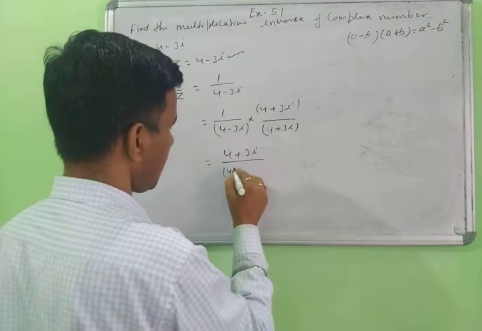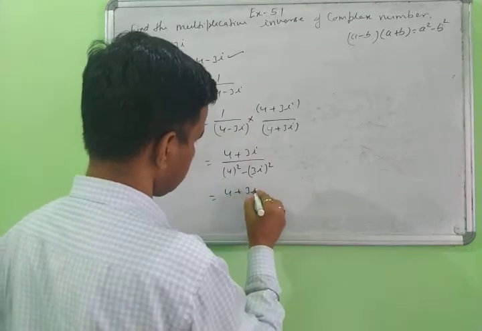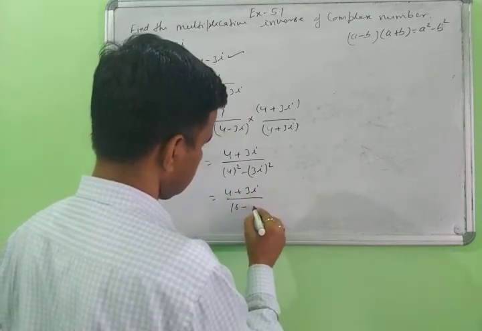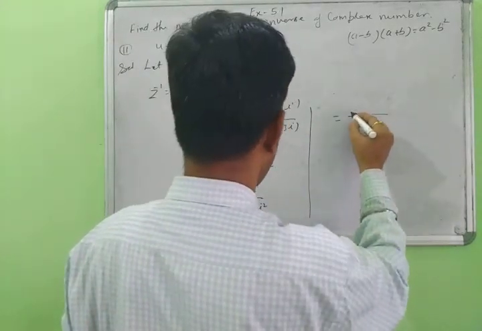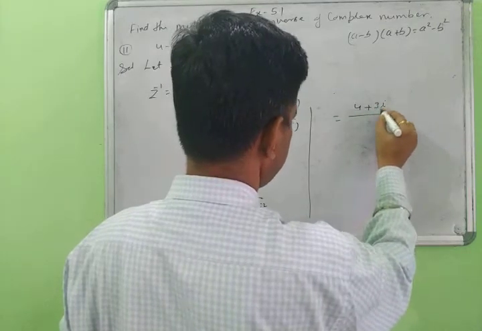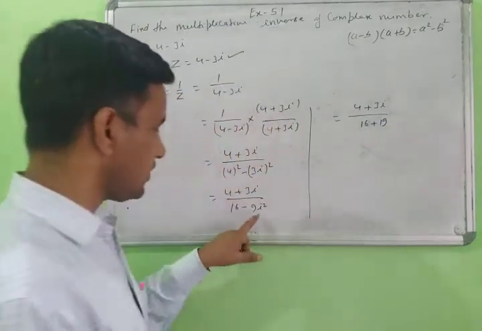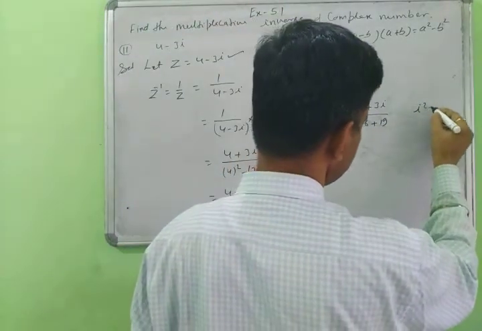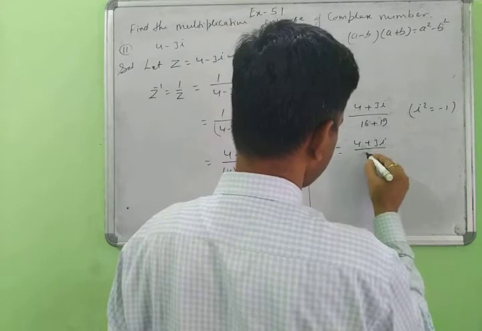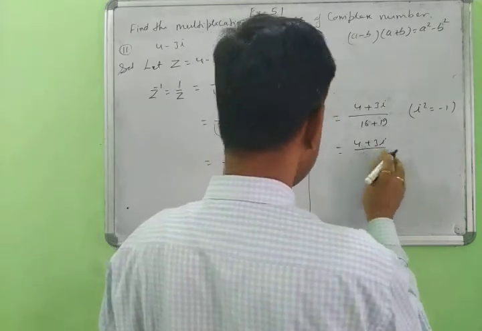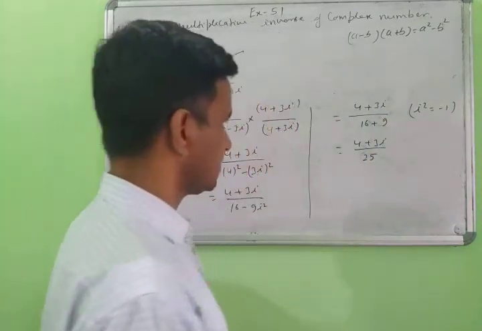What will be here? 4 square minus (3 iota) square. Here 4 plus 3 iota upon 16 minus 9 iota square. And what is left here? 4 plus 3 iota upon 16 plus 9, because the value of iota square is minus 1, then you convert it to plus 1. 4 plus 3 iota upon 25. This is a 9, not 19. Here 25, 16 and 9 make 25.